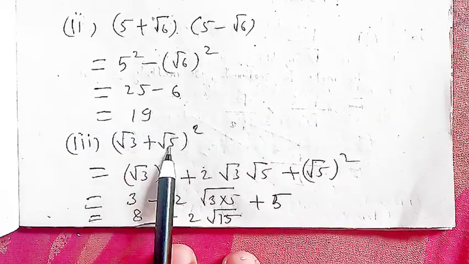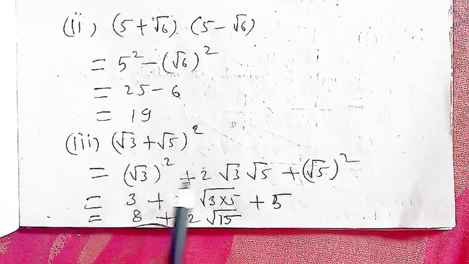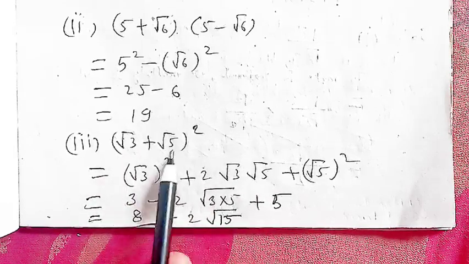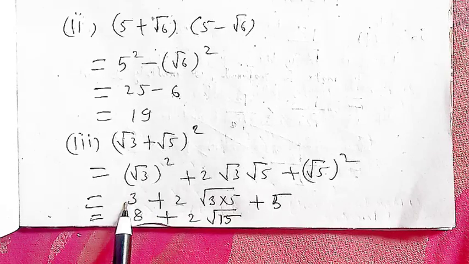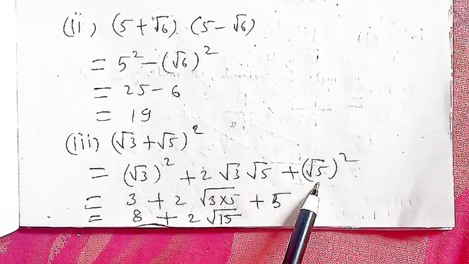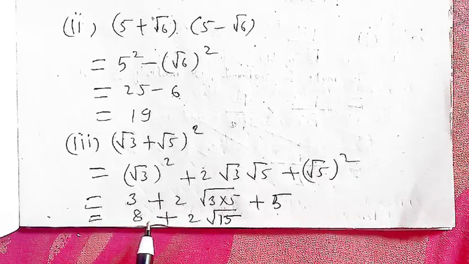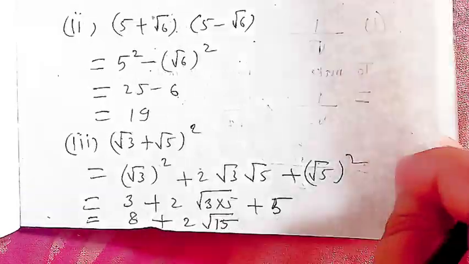Here this is a, this is b. (a plus b) whole square is a square plus 2ab plus b square. Root 3 square is 3. 2 into root 3 into root 5 is 2 root 15. Root 5 square is 5. 3 plus 5 is 8. We get 8 plus 2 root 15.